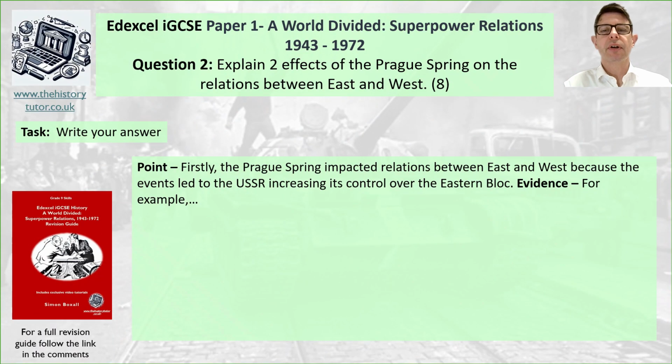Okay, so I've said, firstly, the Prague Spring impacts relations between East and West because the events led to the USSR increasing its control over the Eastern Bloc. Okay, nice and simple idea. In terms of relations between East and West, that might lead to more tension, of course. Now let's give an example.